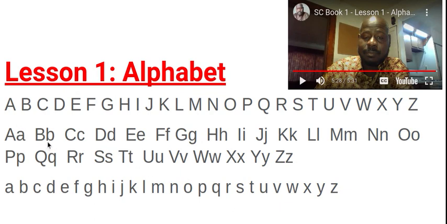A more A to cost nandan. B more B to cost nandan. C more C to cost nandan. D more D to cost nandan. E more E to cost nandan. F more F to cost nandan. G more G to cost nandan. H more H to cost nandan. I more I to cost nandan.